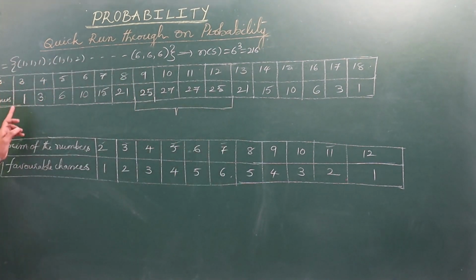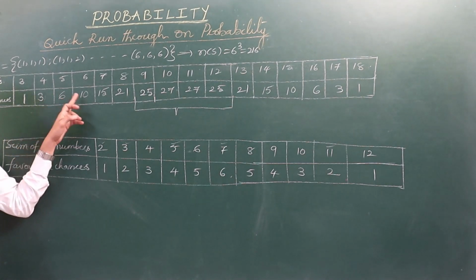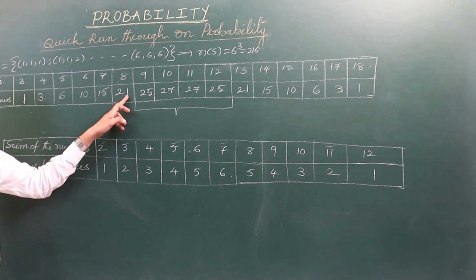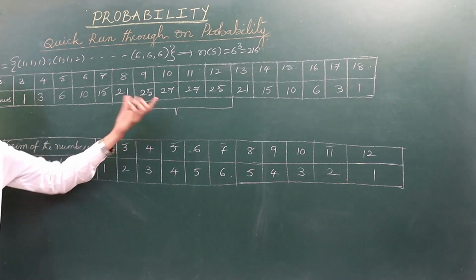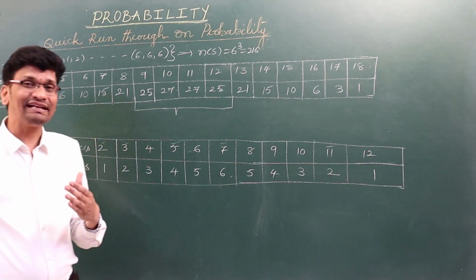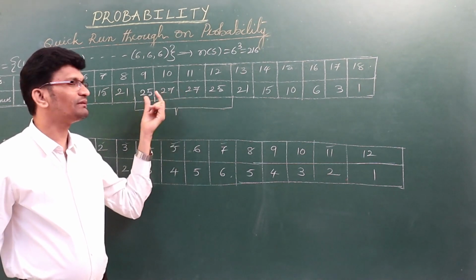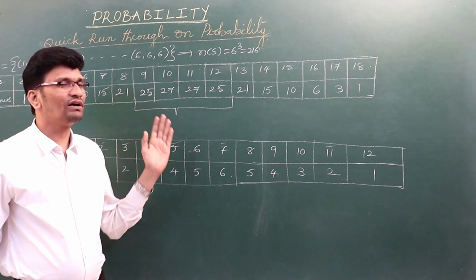What is the logic here? 1 plus 2, 3. 3 plus 3, 6. 6 plus 4, 10. 10 plus 5, 15. 15 plus 6, 21. Same as this from the end also. But the middle 4 follow a different pattern: 25, 27, 27, 25. It means 2 different numbers, 25 and 27. You remember, the remaining 2 are also the same.